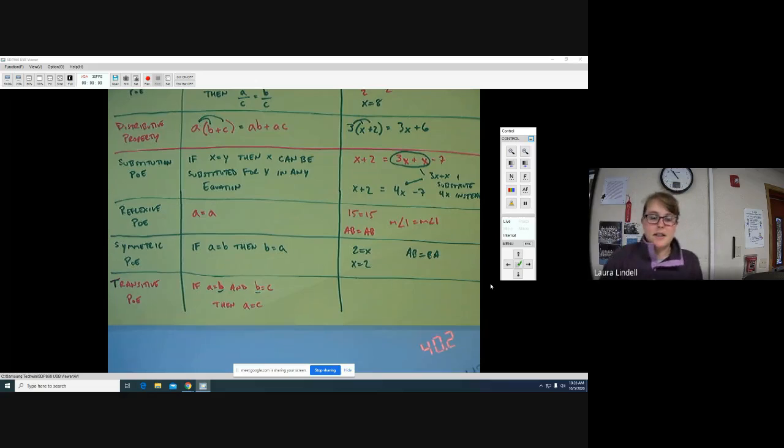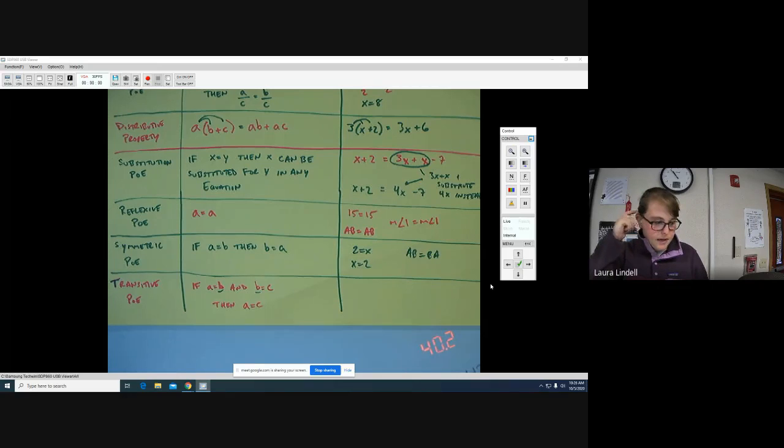Another way I like to think of it as it applies in nature: if a bear is chasing your friend and your friend is chasing you, then by the transitive property, the bear is also chasing you. Anyway, so that is the transitive property.